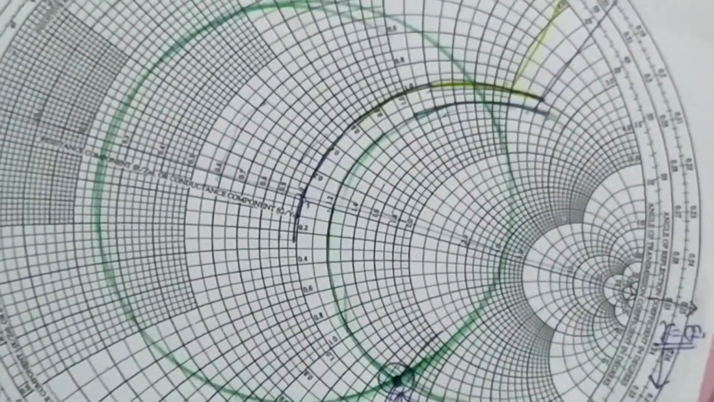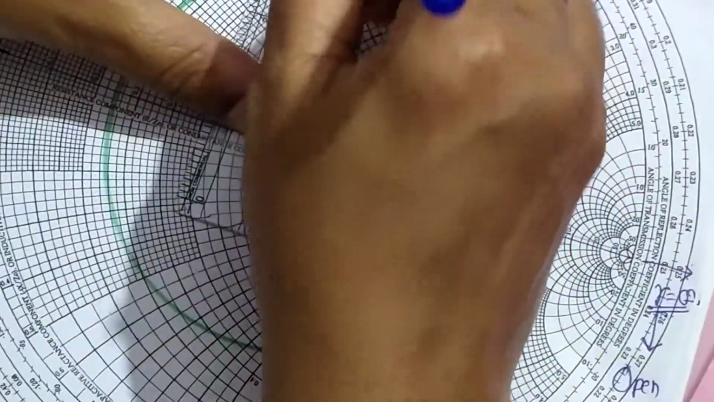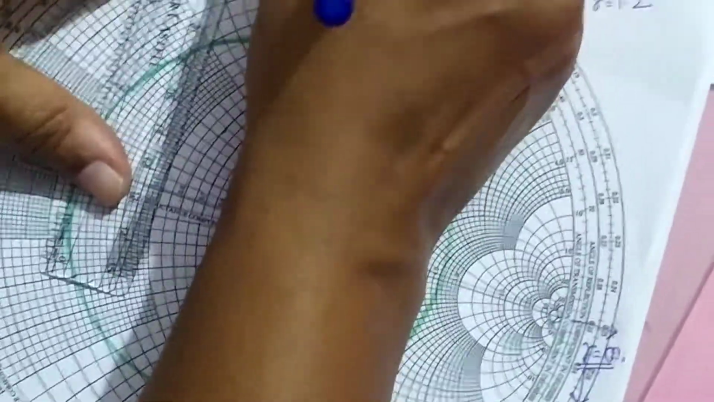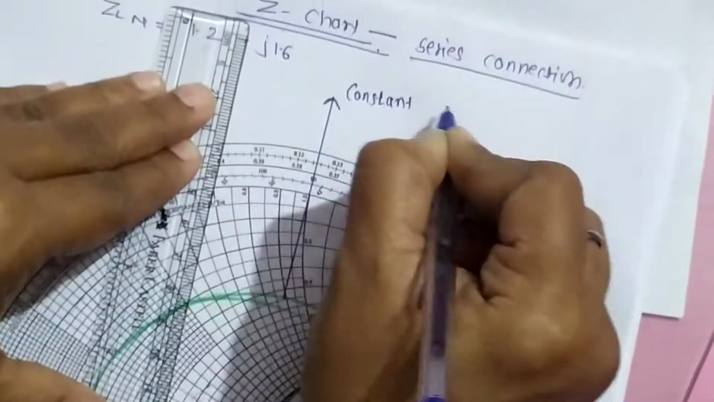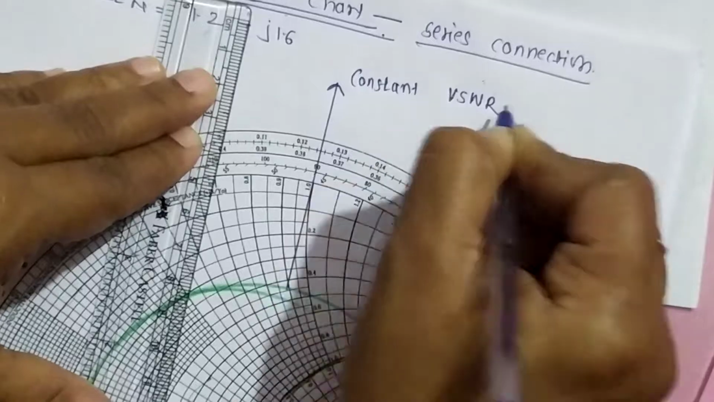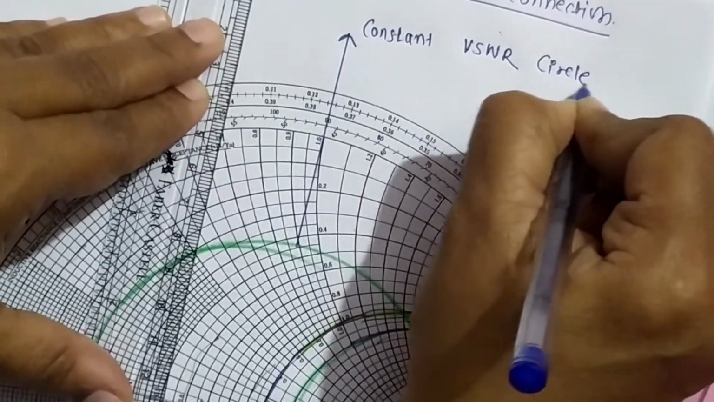So let me label this as constant VSWR circle.